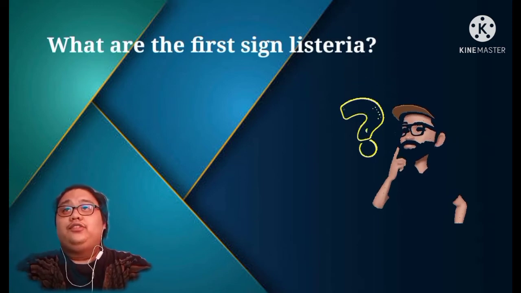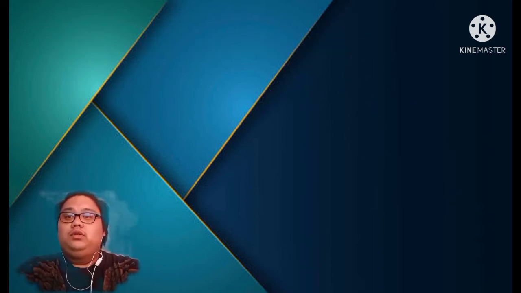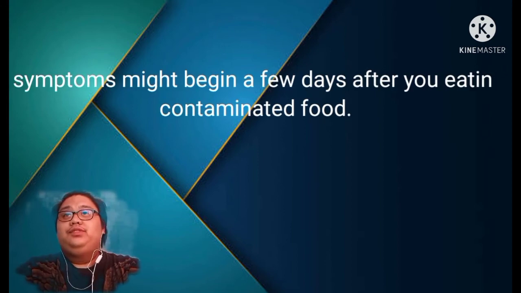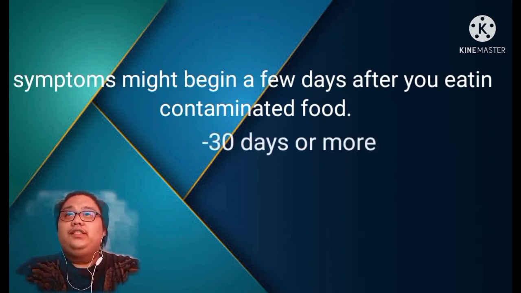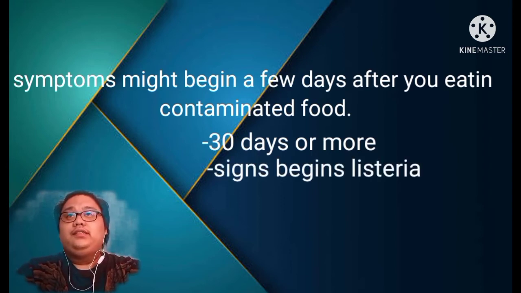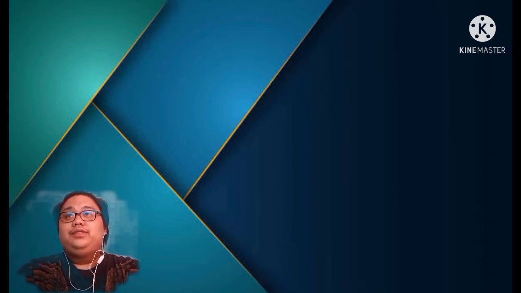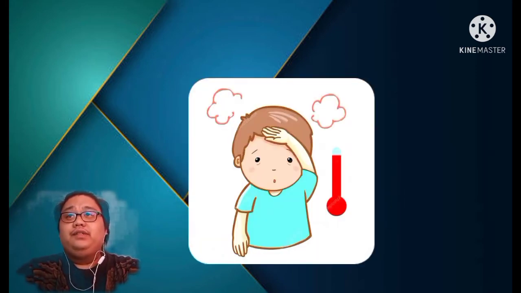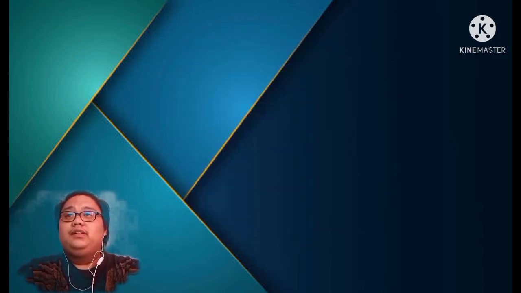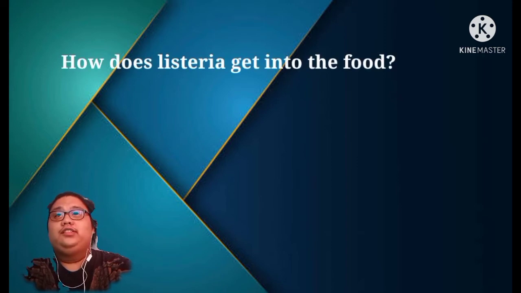What are the first signs of listeria? Symptoms might begin a few days after you've eaten contaminated food, but it can take 30 days or more before the first signs and symptoms of infection begin. If the listeria infection spreads to your nervous system, signs and symptoms can include headache, stiff neck, fever, chills, muscle aches, nausea, or diarrhea.